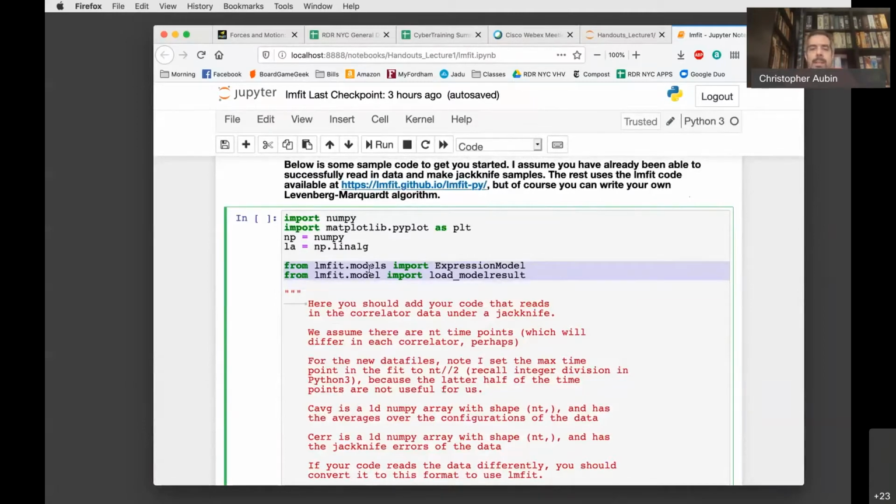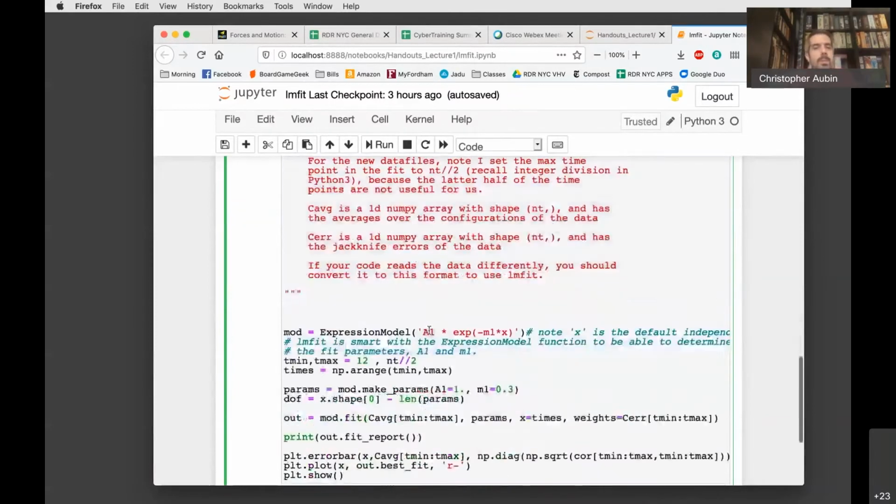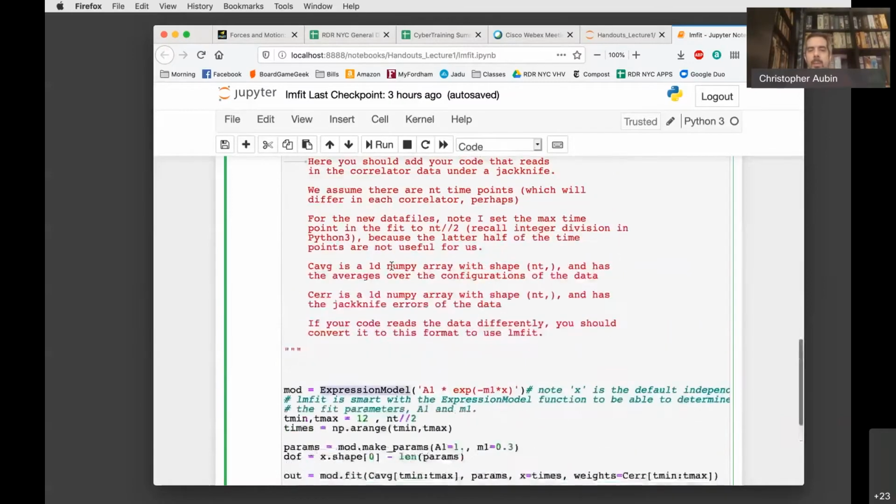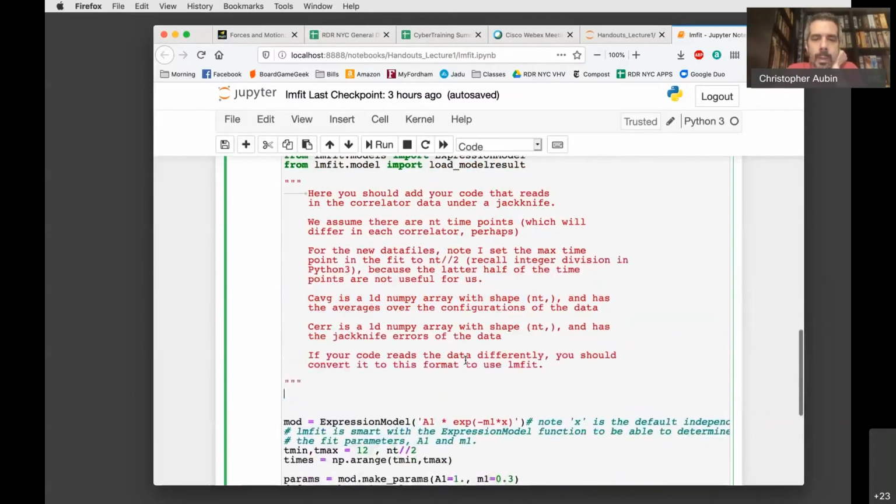Okay, and so you'll see the functions I use, which you can again look at the lmfit documentation for, which is actually fairly good documentation, to understand what that does. It's actually kind of nice how smart it is. But be sure to pay attention to the way that it's going to expect you to have the data read in.